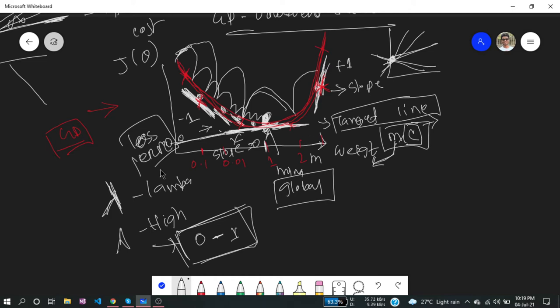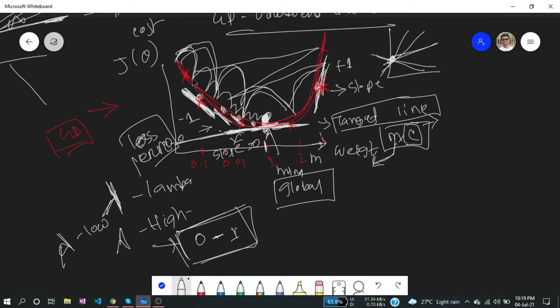Suppose your lambda is very high, this jump would be very, very high. So it may jump here, here, here. See, it will never go to this global minima. But suppose this lambda is very low right now. This lambda is very low. Okay, now what will happen?